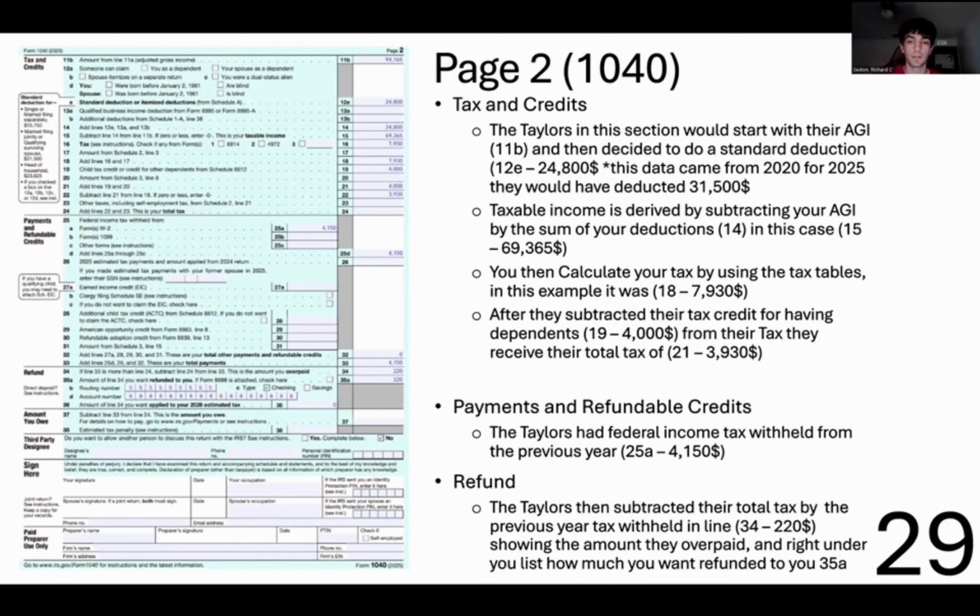Payments and refundable credits. This section shows that the Taylors had federal income tax withheld from the previous year of $4,150, as seen on line 25A. And finally, the last section, the refund. The Taylors then subtracted their total tax from the previous year tax withheld in line 34, and they would get $220, showing the amount they overpaid, and right under you list how much you want refunded to you in line 35A.